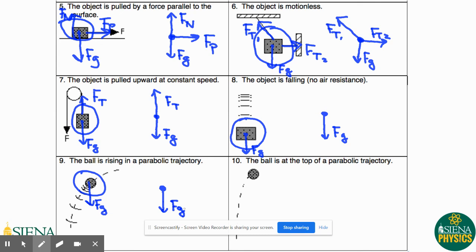In this example, the ball is at the top of a parabolic trajectory, so I've got my ball. This is F sub g. And translate that to a free body diagram, and all I have is F sub g. So these three examples are all the same. Each of these has an acceleration downward. So 8, 9, and 10 all have an acceleration downward.